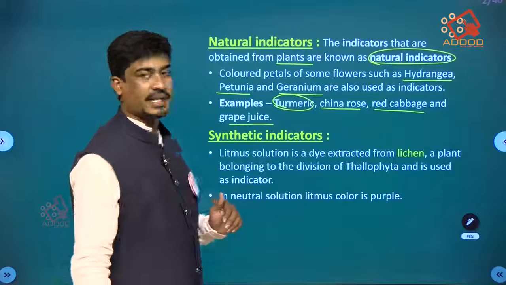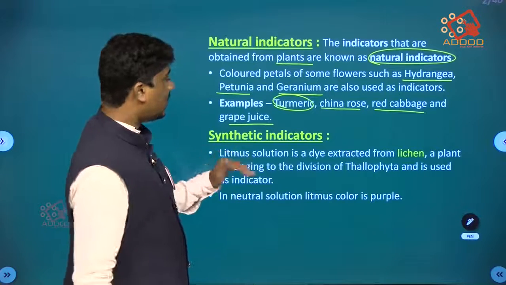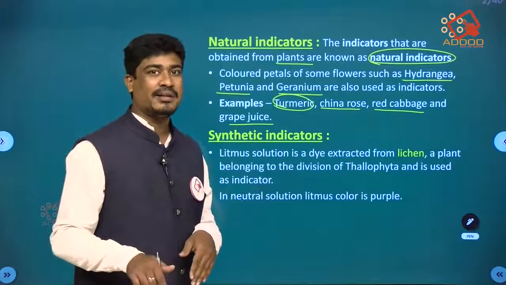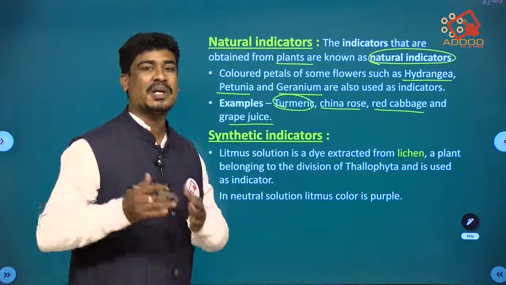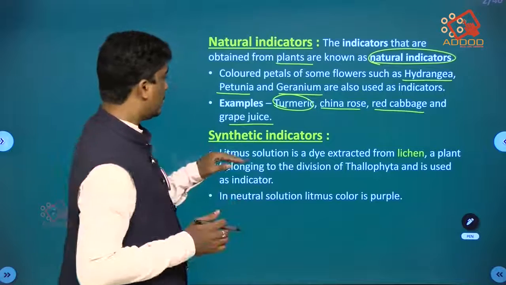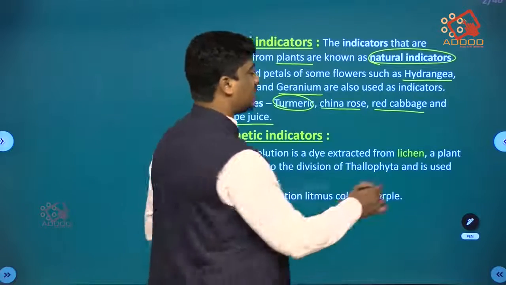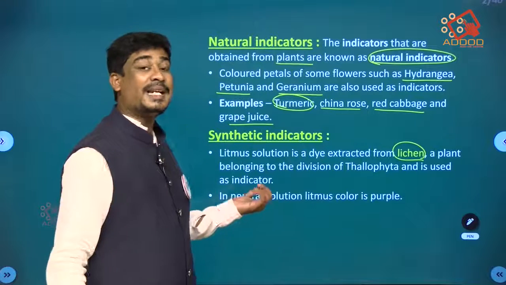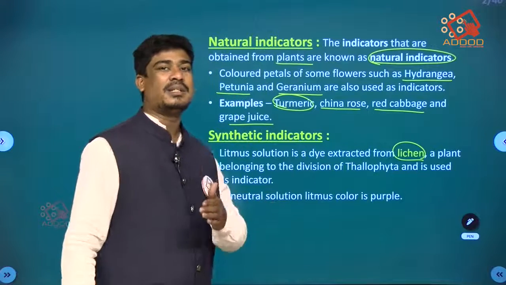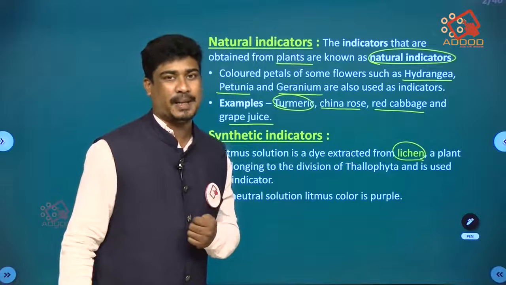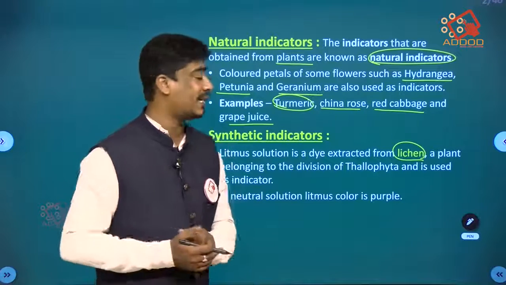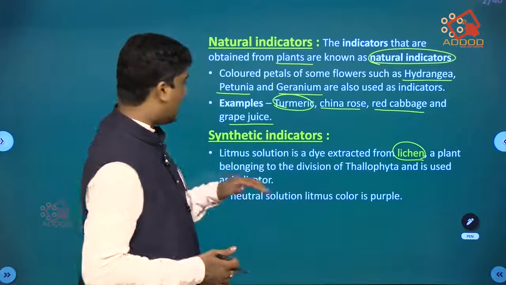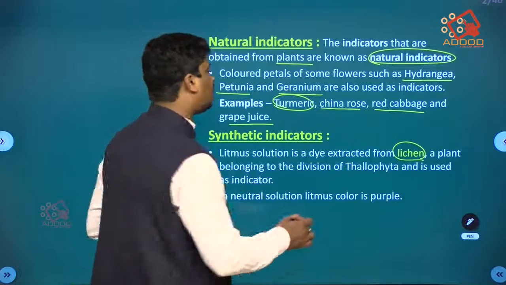Now, synthetic indicator. Litmus solution is a synthetic indicator, made with certain chemicals or inorganic compounds. Litmus solution is a dye extracted from lichen. So this is about litmus paper. It is explained as a synthetic indicator obtained from the lichen plant, a plant belonging to the division Thallophyta.